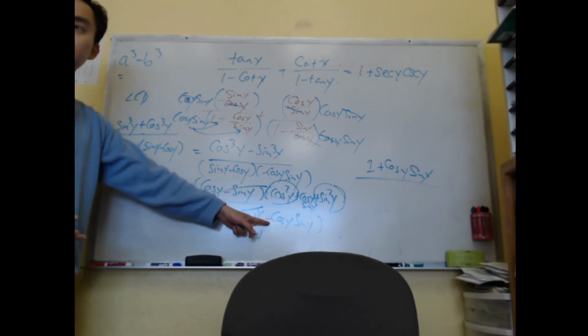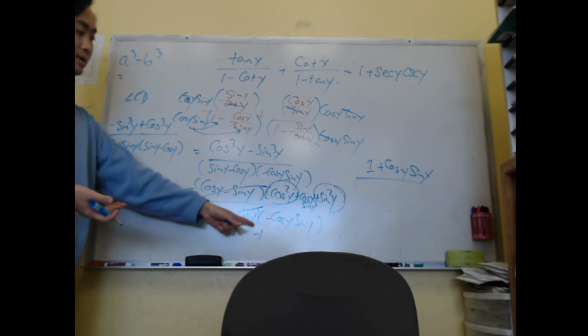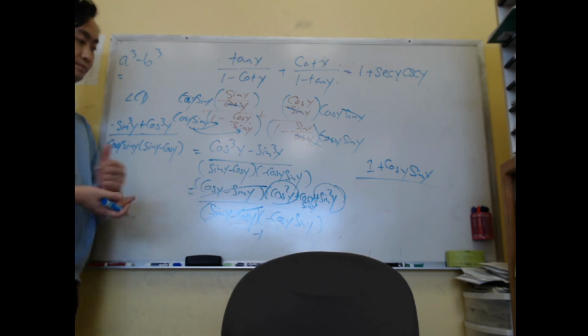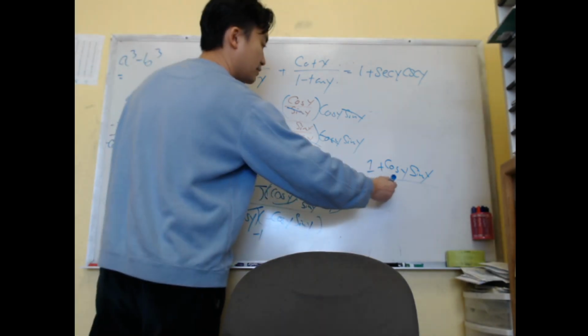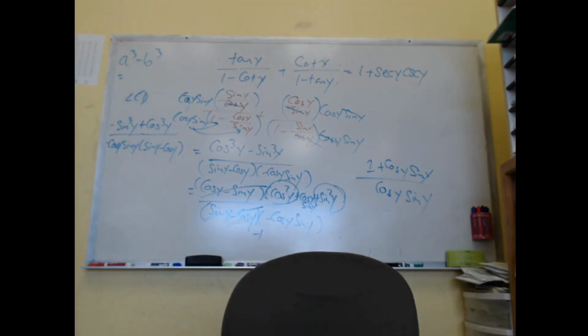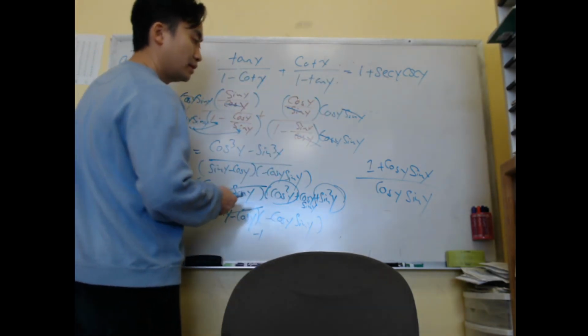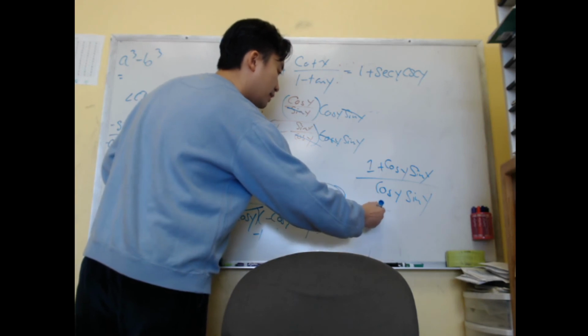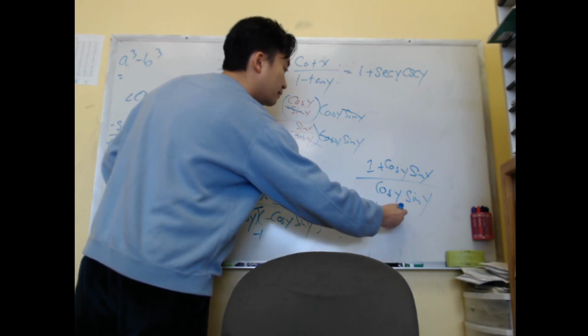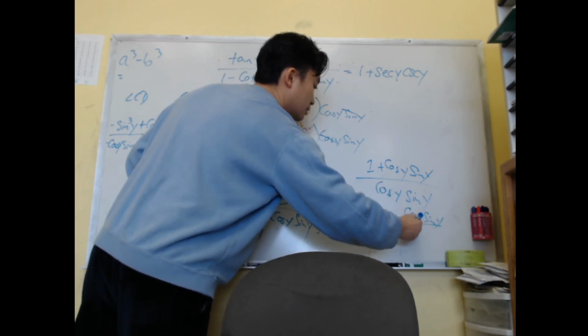What's negative times negative? What about this? Positive cosine y, sine y, right? What happens if I separate them? Getting close. I think you can become 1. Yeah. 1 over cosine y, sine y, plus cosine y, sine y over the same thing, right?